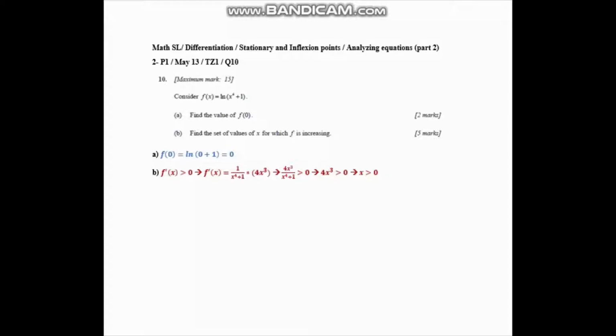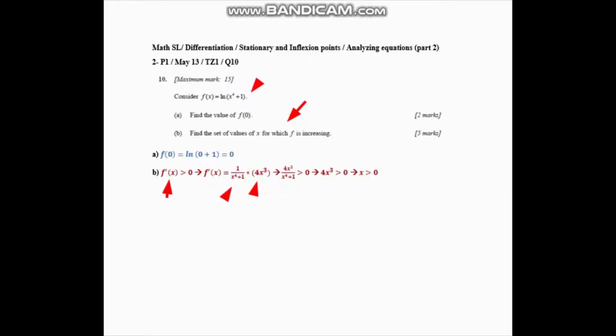For question B, we are required to find the set of values of x for which f is increasing. So f is increasing is immediately translated into f dash is positive, or f dash is greater than 0. Hence we find f dash first. We differentiate the function f, and ln of anything, ln x becomes 1 over x. So ln of x to the power 4 plus 1 becomes 1 over x to the power 4 plus 1. And we multiply by the derivative of what's inside, which is x to the power 4 plus 1. So the derivative is 4x to the power 3.